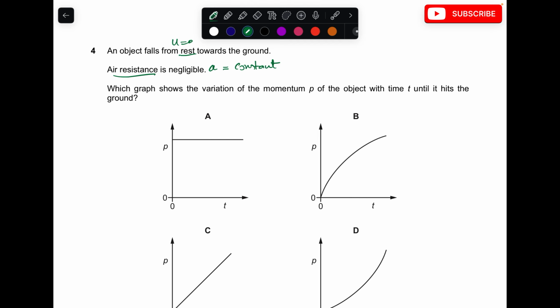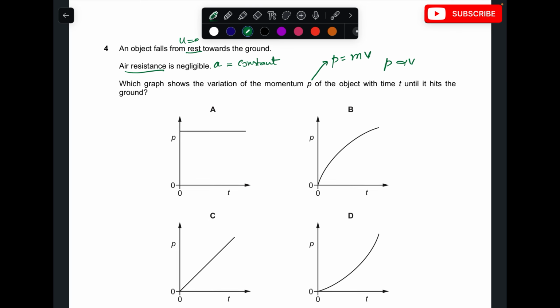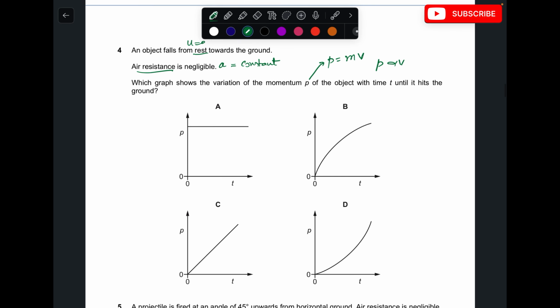If you remember the formula for momentum, it is p equals mv. m will remain constant, so you can say p is proportional to v. So the velocity-time graph and the momentum-time graph will be the same. As we know, when the acceleration is constant, the velocity-time graph should be a diagonal straight line. So the momentum-time graph will also follow the same pattern. So it will be option C that is correct.